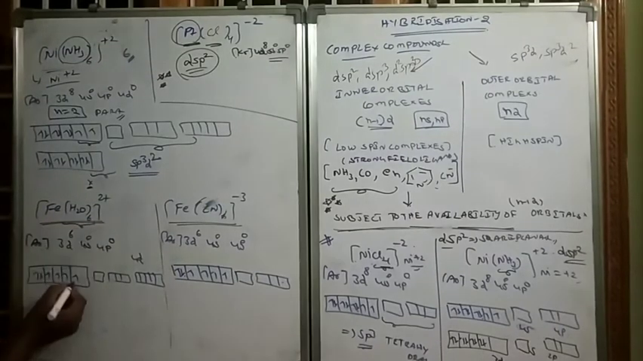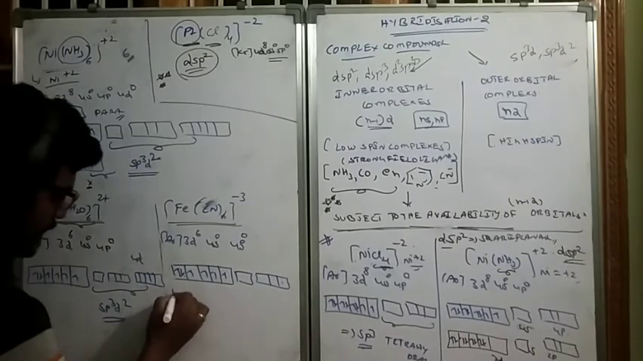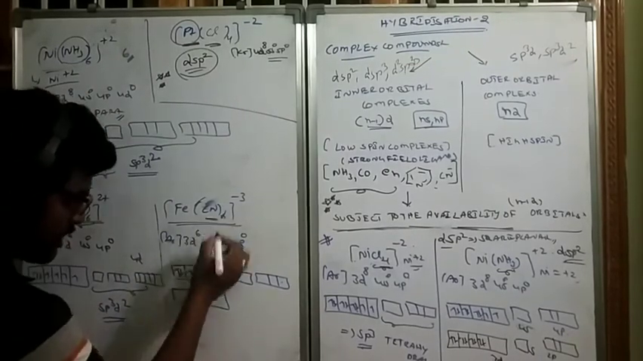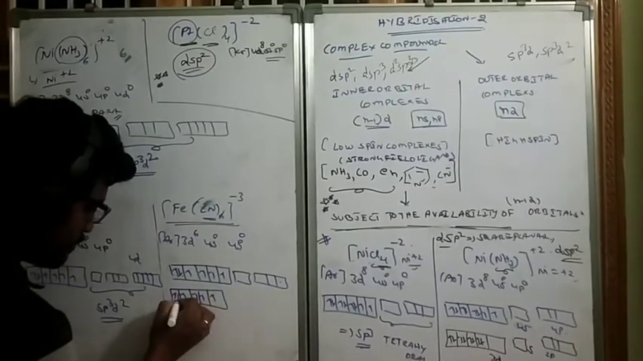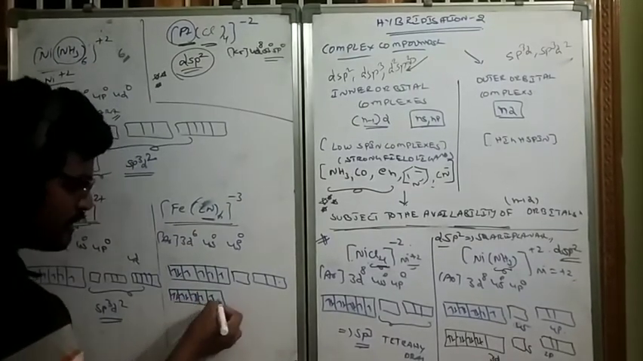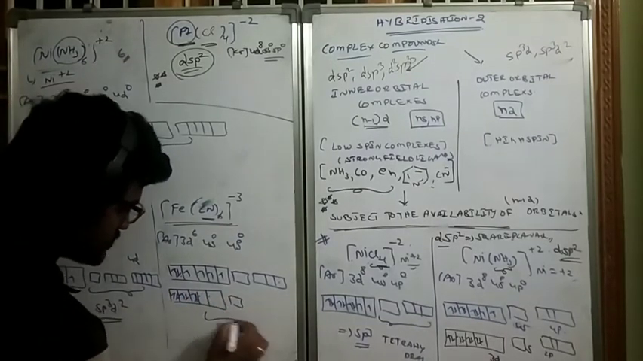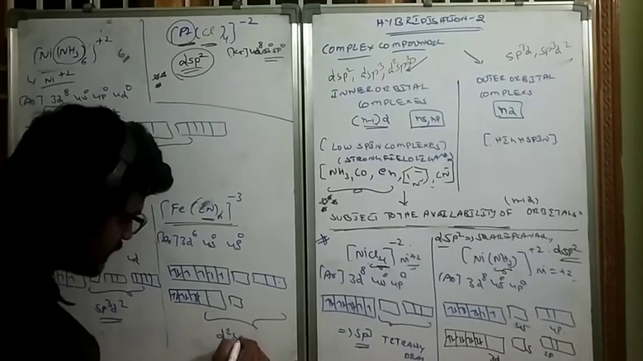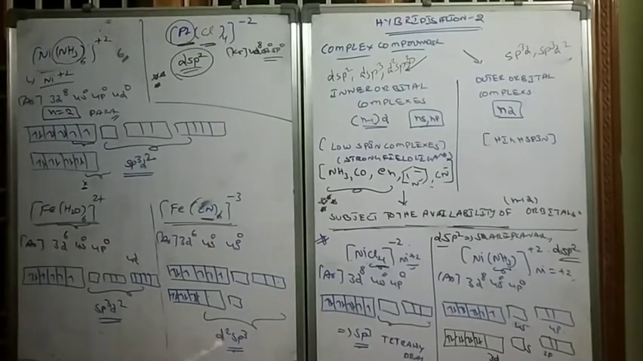Since it is a weak field ligand, it will not pair up, so it will take electrons from outside and it will be forming sp3d2. Because of the presence of a strong field ligand, it will force the electrons to come and pair up. So they will pair up here and 3d orbitals are involved, so that's why it will be forming d2sp3. So here it will be forming d2sp3, here it will be forming sp3d2.